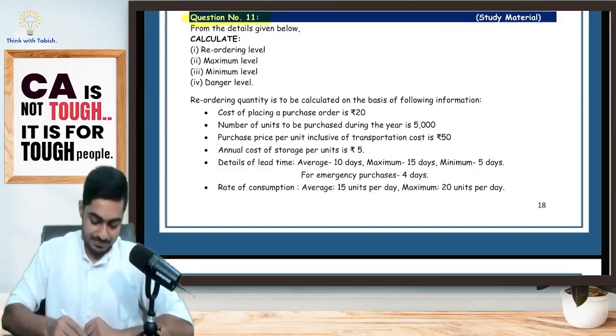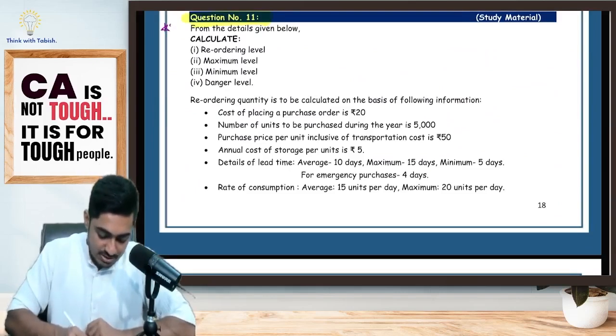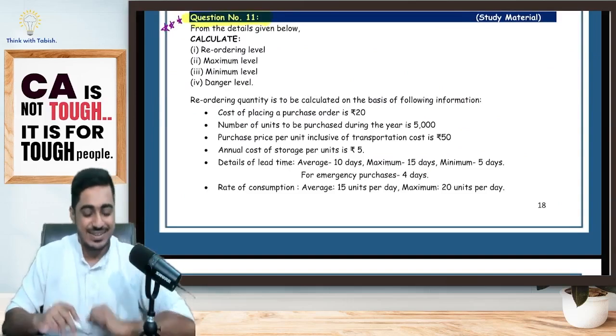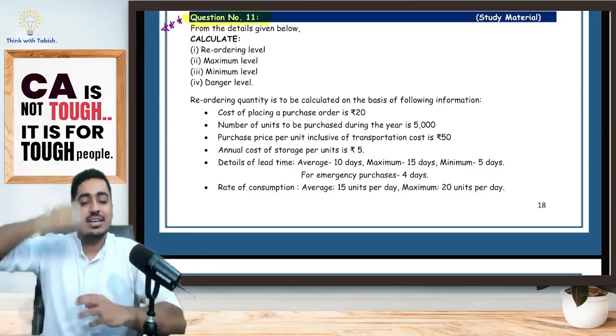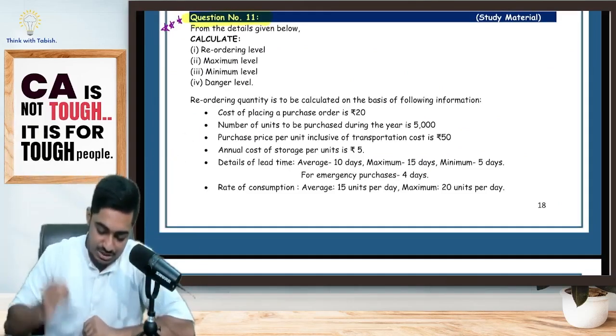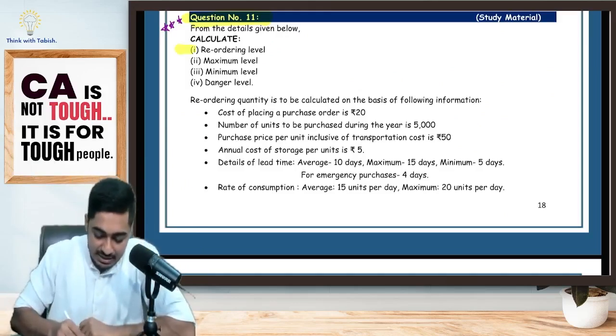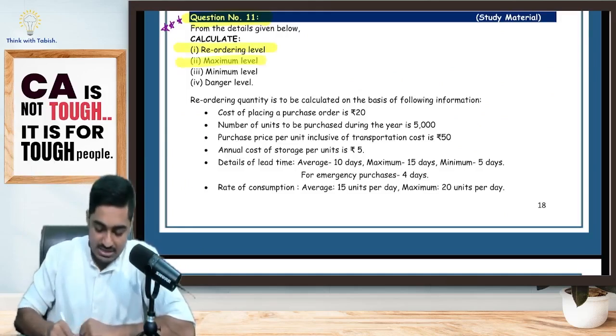Question number 11. Slowly, what is coming, students? Maja is coming. Yes or no, everyone? We'll slowly start increasing the level of questions one by one. Question number 11. From the details given below, calculate reorder level, maximum level, minimum level, danger level.